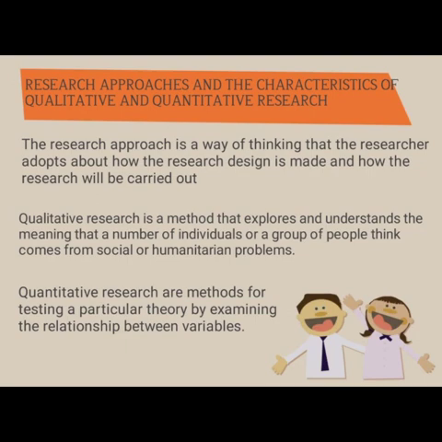Research approaches and the characteristics of qualitative and quantitative research. The research approach is a way of thinking that the researcher adopts about how the research design is made and how the research will be carried out. Qualitative research is a method that explores and understands the meaning that a number of individuals or a group of people think comes from social or humanitarian problems. Quantitative research is a method for testing a particular theory by examining the relationship between variables.